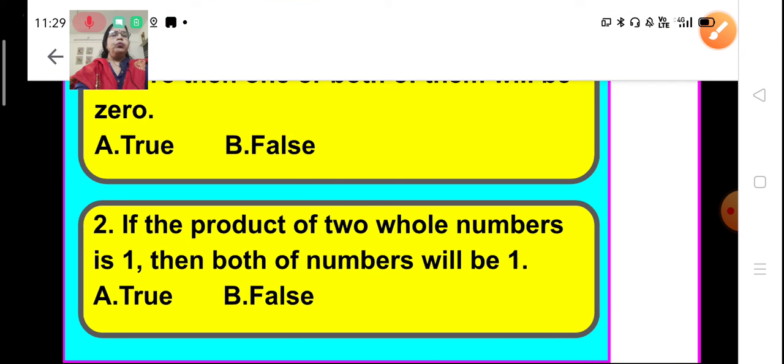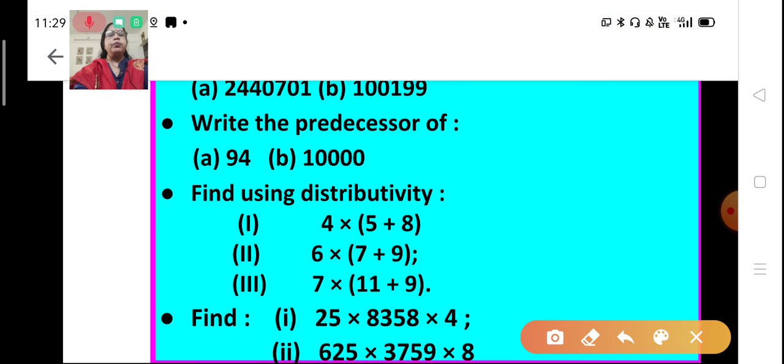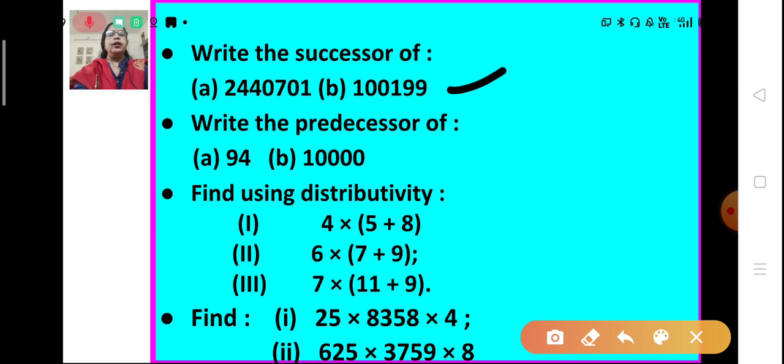Now moving on to the next one. You have to solve these problems. Successors: write the successor of the numbers given. How do we find it? You find it by adding 1 to these numbers. And then next question, write the predecessor. How do you find the predecessor? By subtracting 1 from these numbers, you get the predecessor.